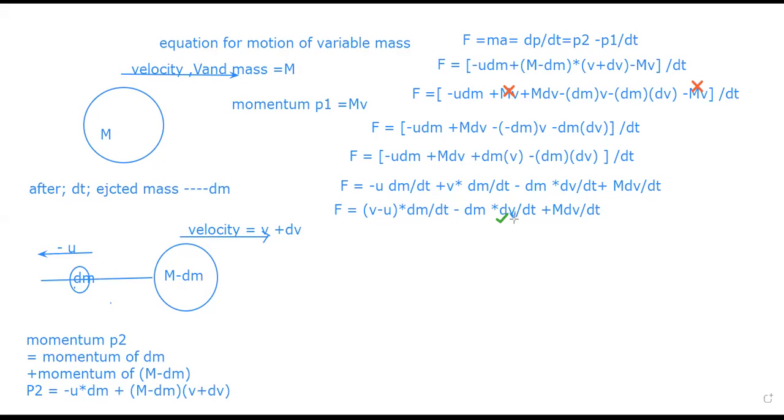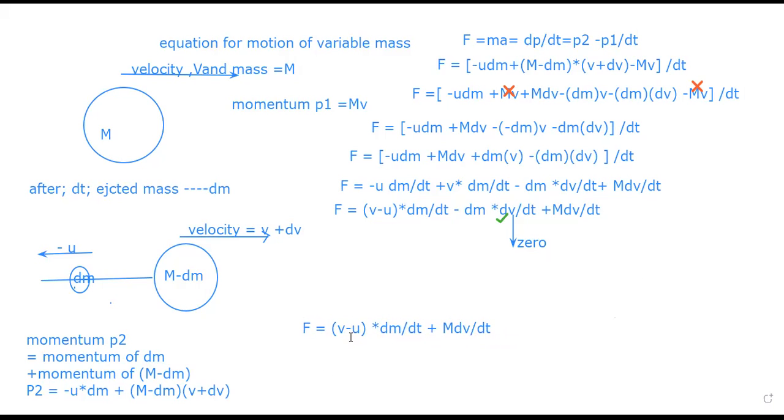So we can put it as 0. So we can neglect this term. When you neglect this term here, the remaining terms will be here. We have F, the external force, equals v minus u multiplied by dm by dt. And this is cancelled, so this is 0. We don't consider it now. The remaining last term is m dv by dt. So this is the last equation, and this equation is the expression for a variable mass system.